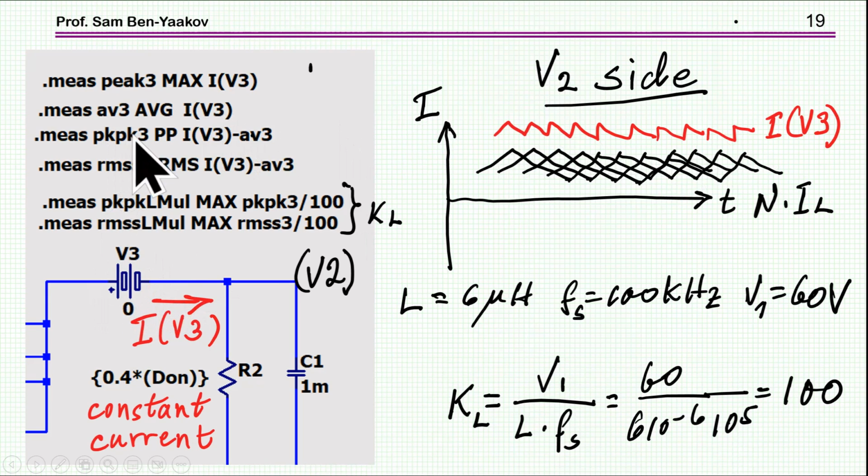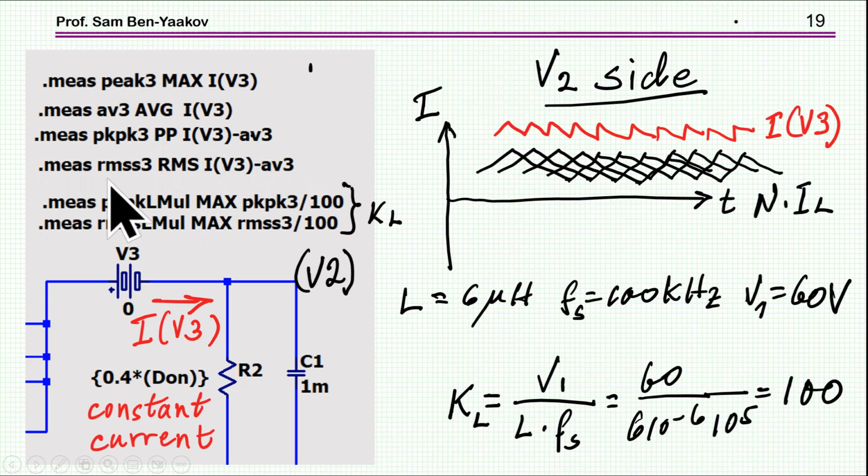Next, find the peak-to-peak. I'm defining it as peak-to-peak 3. Find the peak-to-peak of the difference between IV3 and the average. Average is here. I'm taking the difference. So this is actually the peak-to-peak curve, and I'm asking for a number that is the numerical value of this peak-to-peak, okay? This number, it's one number here for each run, for each duty cycle.